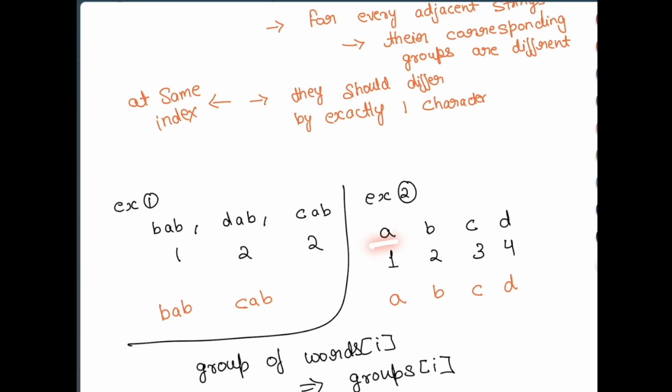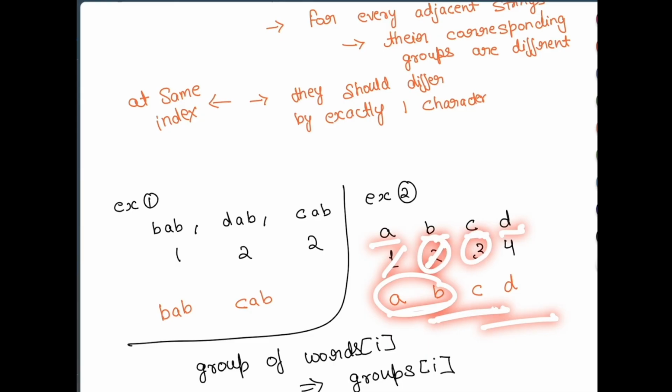Now the thing is A, B, C, D. So what are the adjacent strings? AB, BC, CD. For AB it is 1 and 2, different, right? So it is valid. For BC it is 2 and 3, different, so it is valid. And for CD it is 3 and 4, which is different, so it is valid.